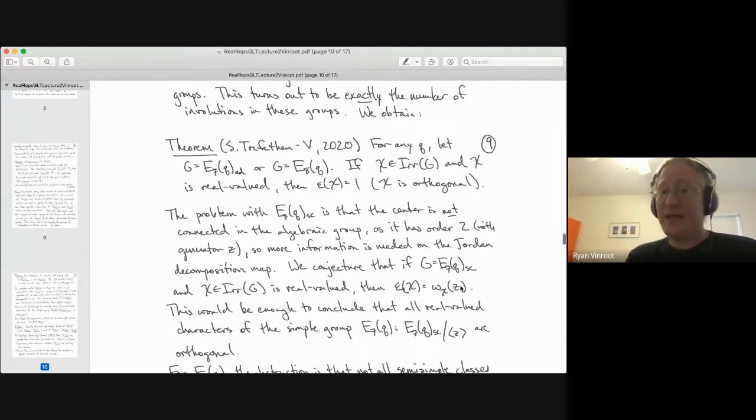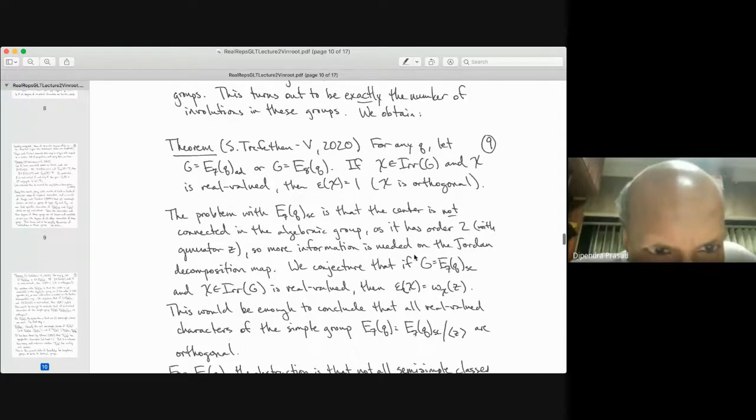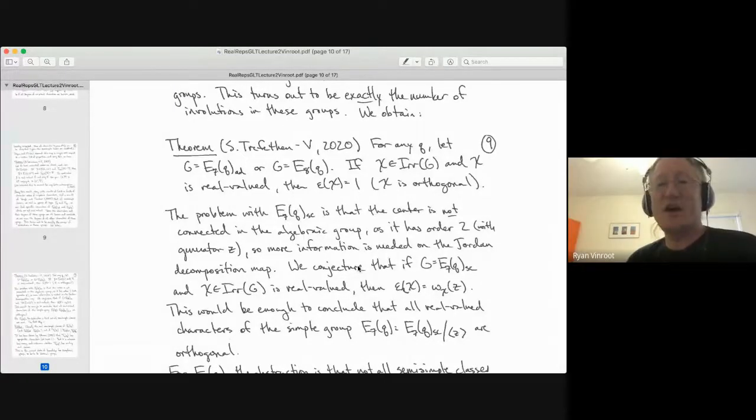It seems like... Ryan, can I just go back to this theorem? Of course. Eventually, it's the same strategy that you count the dimension of the representations and count the involutions. Correct. Yes. That's a lot of work. I mean, it is quite a lot of work.